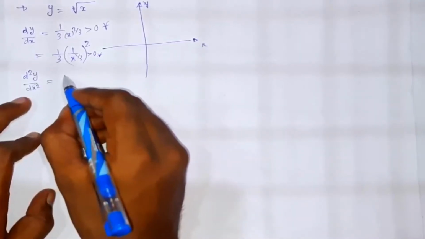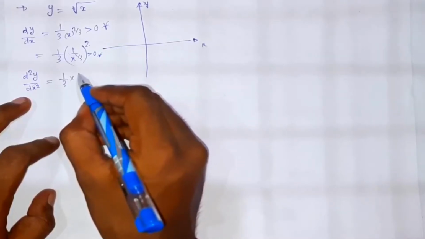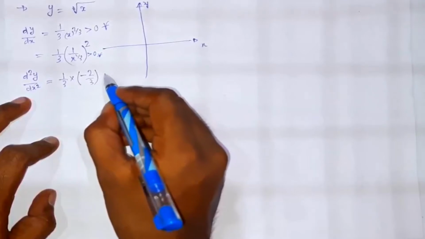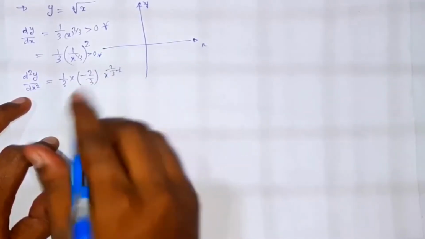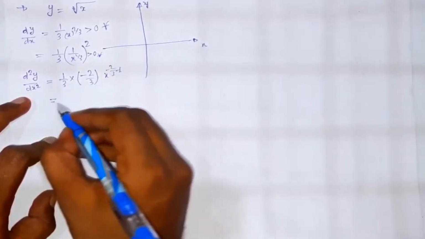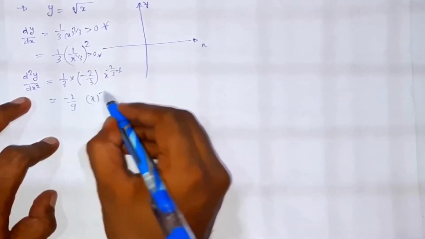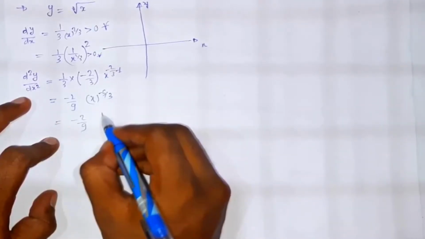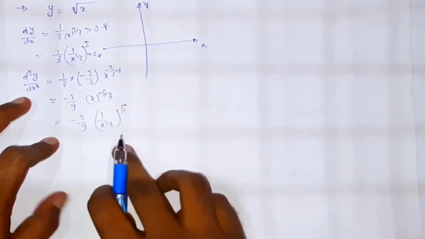So what will happen? 1 by 3 times minus 2 by 3 x to the power minus 2 by 3 minus 1. This will be the differentiation. Simply we can do the differentiation. Okay, minus 2 by 9 x to the power minus 5 by 3. It is minus 2 by 9 times 1 by x to the power 1 by 3, whole power 5. Okay, we can write like this.